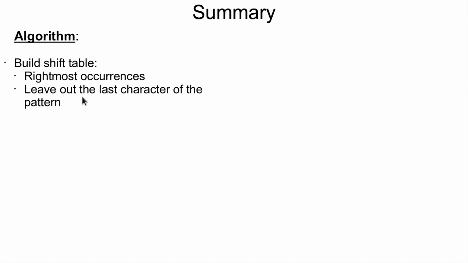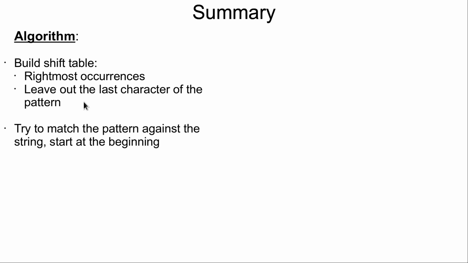So in summary, the steps of the algorithm are to build the shift table from the rightmost occurrences of characters in the pattern ignoring the last character, then to try to match the pattern against the string, starting at the beginning of the string and starting at the end of the proposed match each time, and then if the match fails, to shift the pattern by looking up the last character of the proposed match and finding its distance from the end of the pattern in the table.